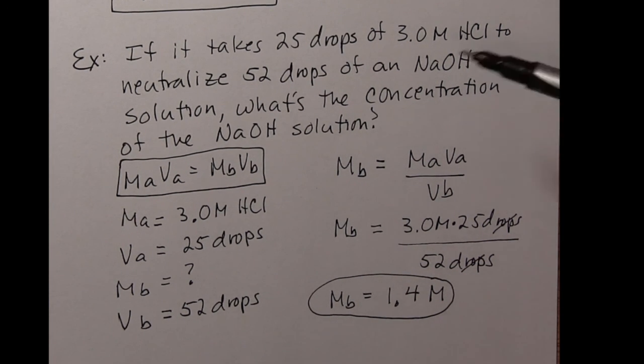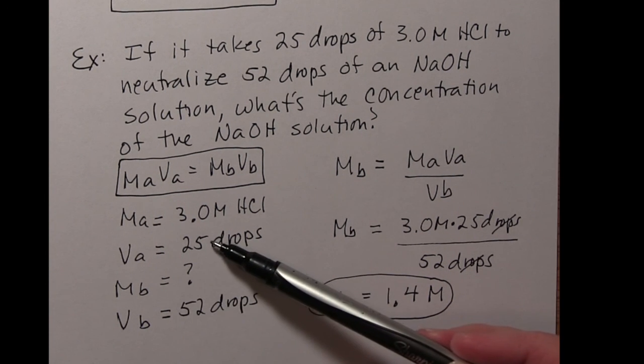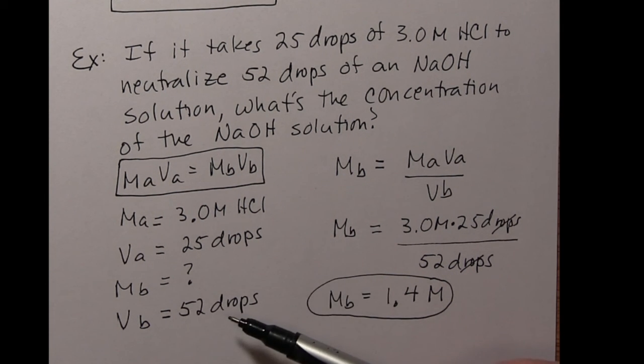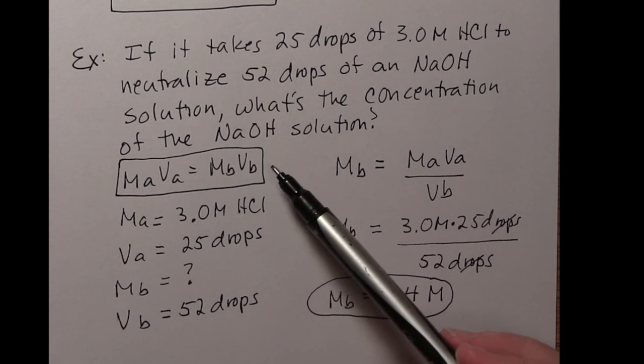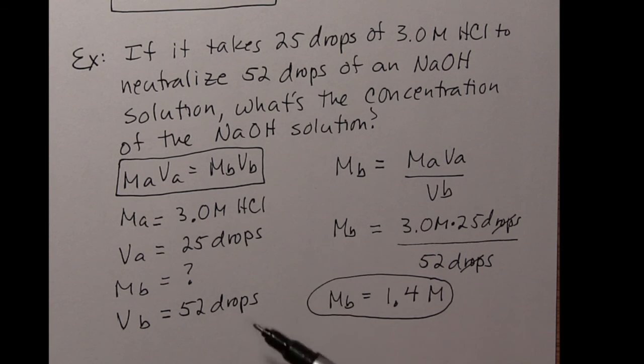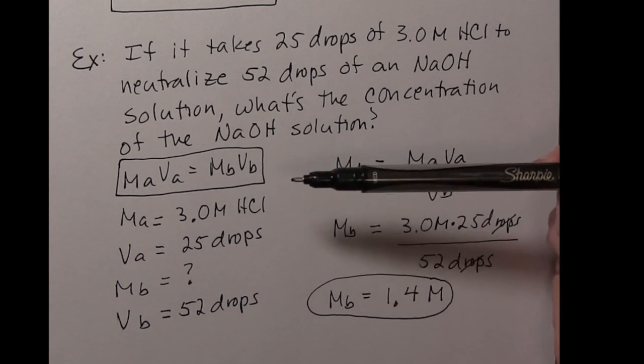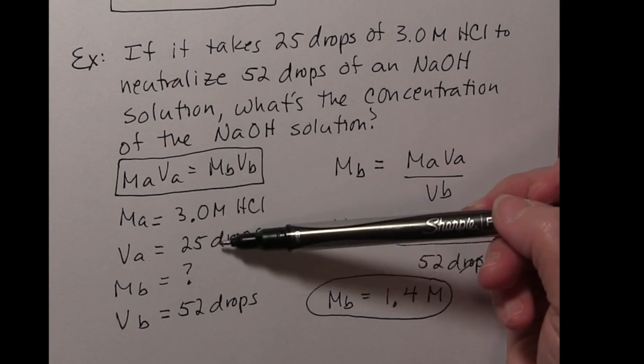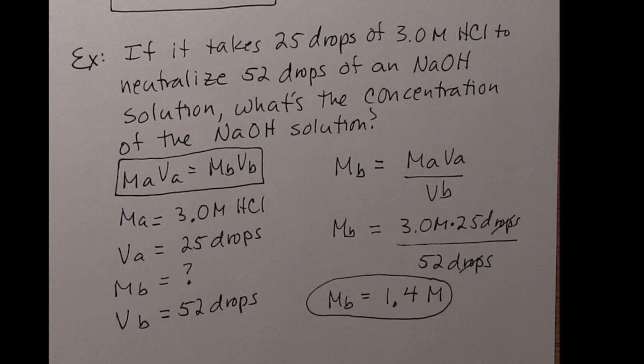Now, if it had given you the molarity of the base and it asked you how many drops it would take, you could figure that out too. You can find any of the 4 of them if you're given the other 3, and there'll be a bunch of problems like that. But once again, if you write out the formula and then list what you've got, you'll be able to have total control of the problem.